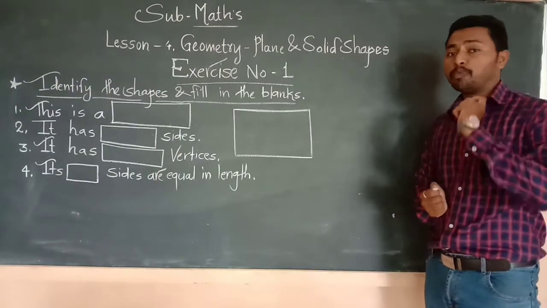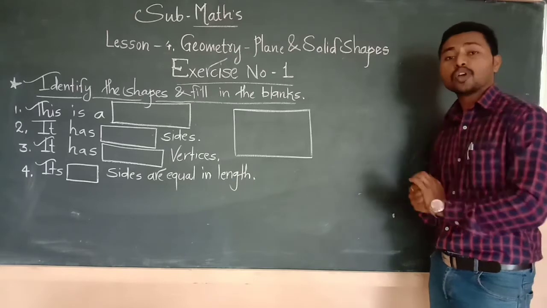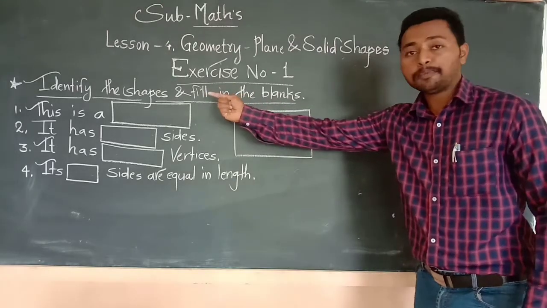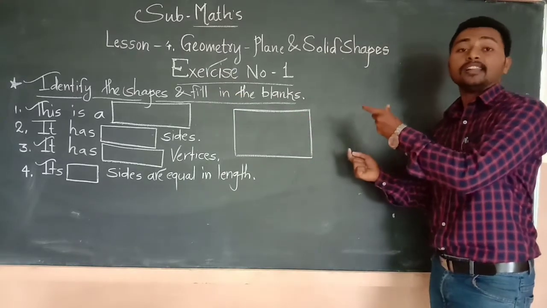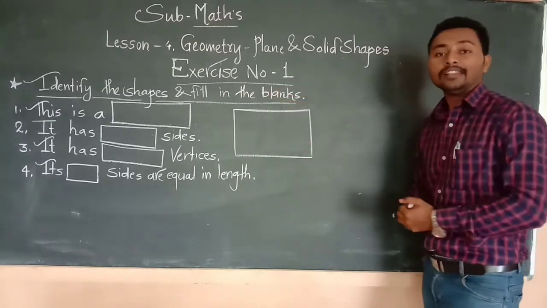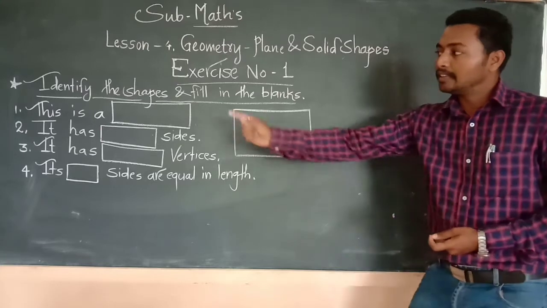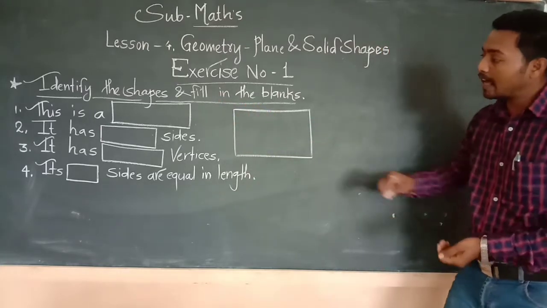In exercise number 1, I have taken one example about geometrical shapes. Question: identify the shapes. इस चित्र को पहचानो, इस picture में geometrical shape को पहचानो, and fill in the blanks, and fill the remaining blanks. So point number 1, this is dash dash. ये क्या है? This picture shows that, what is this?